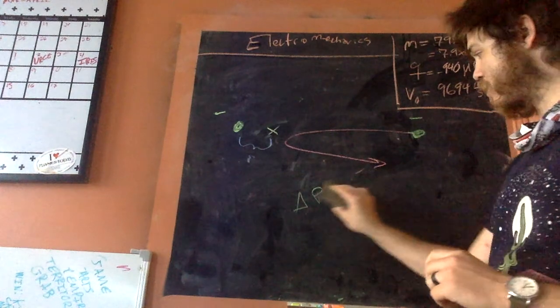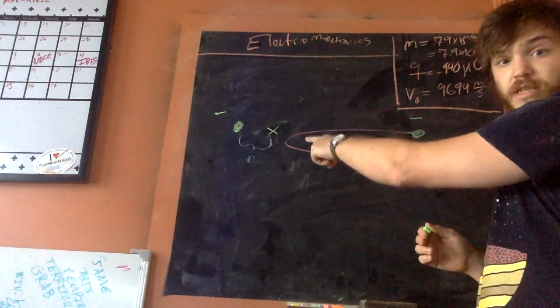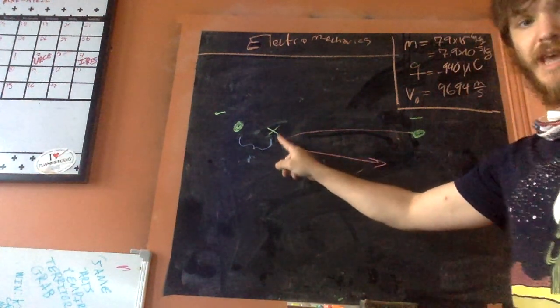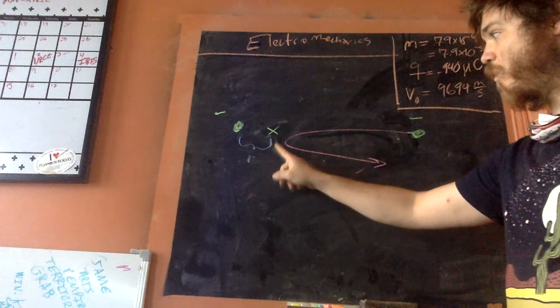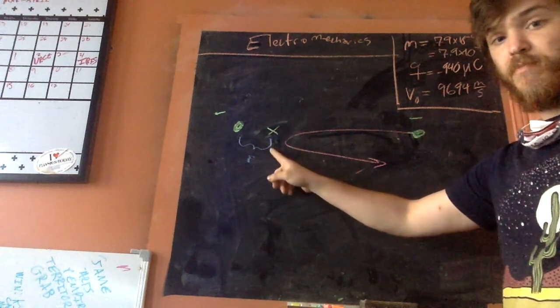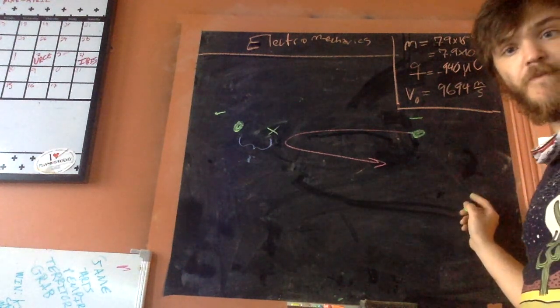So in this case, what we have on the upswing is just kinetic energy. And when we hit this point right here, X marks the spot, we have 0 kinetic energy and 100% potential energy, and then they fling each other back away from each other.